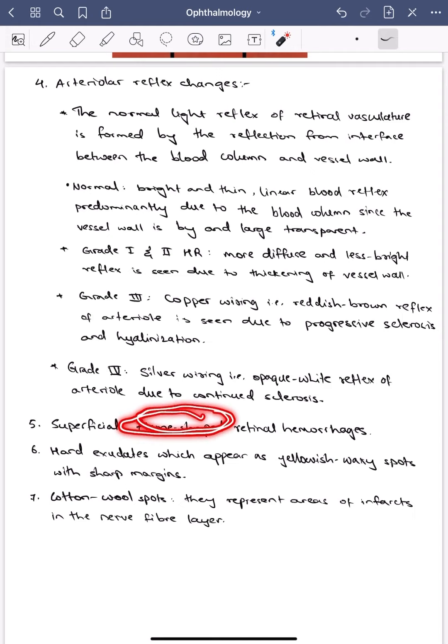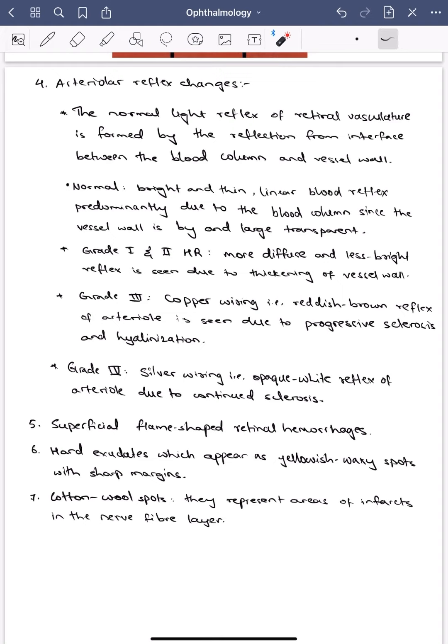Now, flame-shaped is important. It is characteristic of hypertensive retinopathy. The sixth and seventh clinical features are hard exudates and cotton wool spots. Now, hard exudates appear as yellowish waxy spots with sharp margins, and the cotton wool spots represent areas of infarcts in the nerve fiber layer.